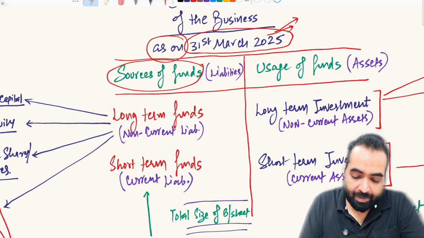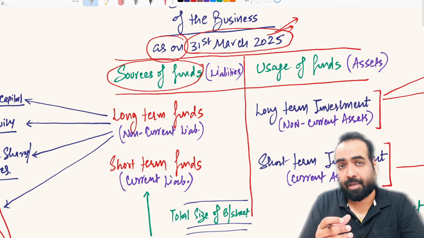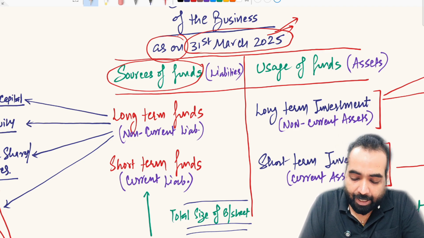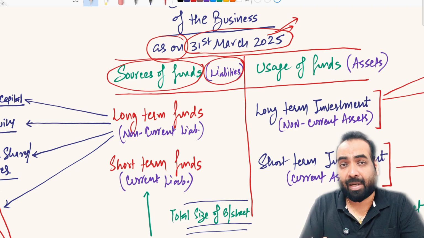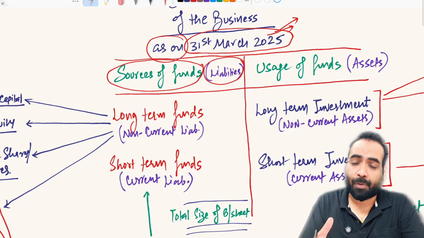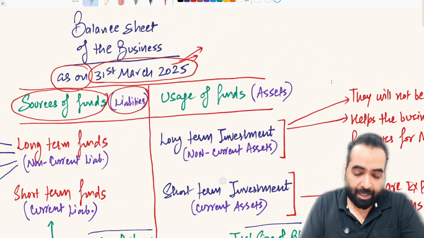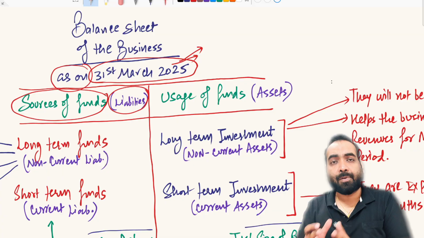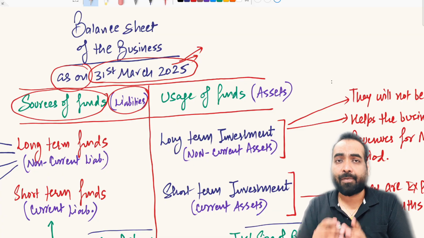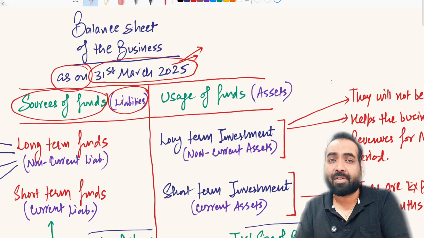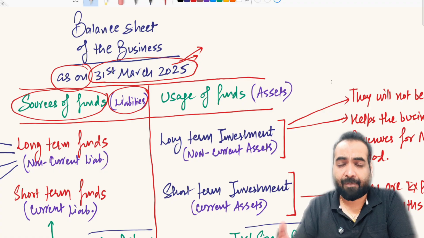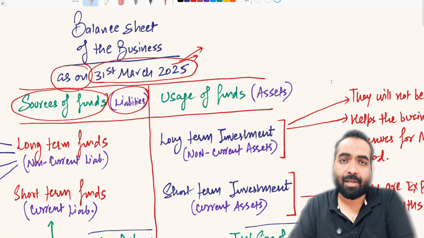So the side of the balance sheet which shows the sources of funds is called the liability side of the balance sheet. The liability side of the balance sheet shows the sources of funds, right? And then whatever funds you have sourced must have been invested somewhere to do the business, right?